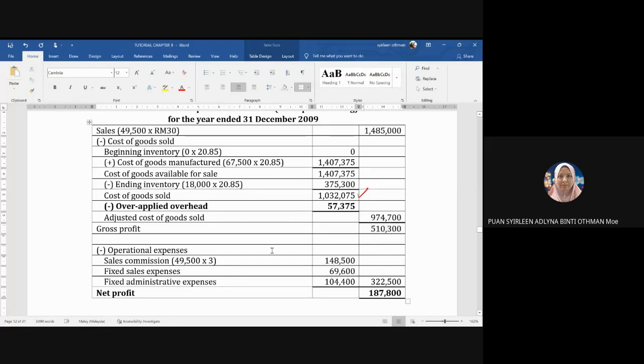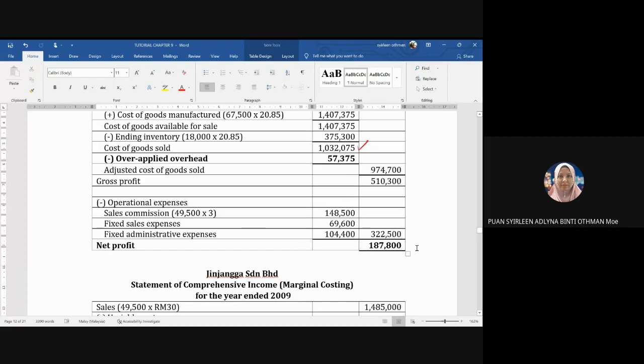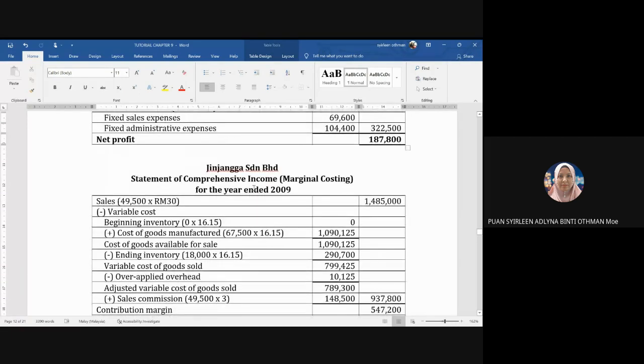Okay, lepas tu kita minus all the fixed operational cost ni. You minus all your operational expenses, kita akan dapat net profit of 187,800. Okay, so ini untuk absorption. Okay, alright. And below here is for... alamak, kenapa we delete?